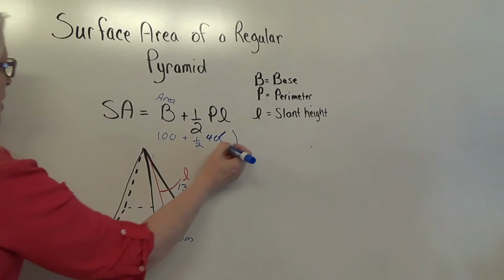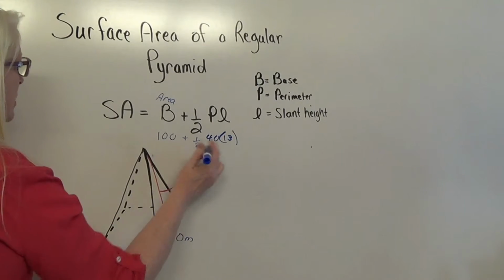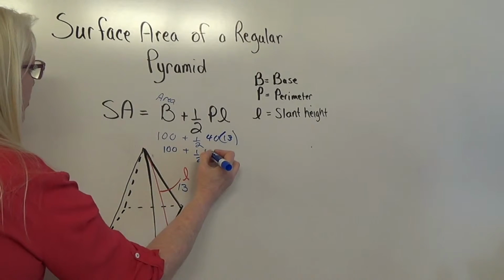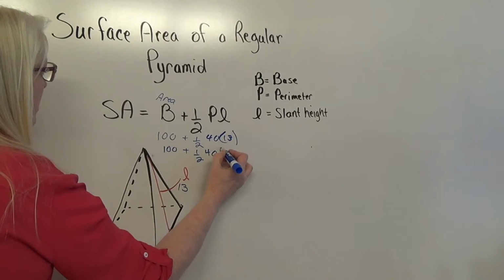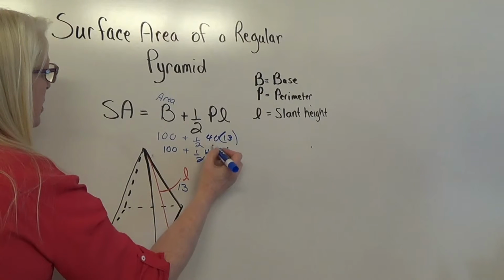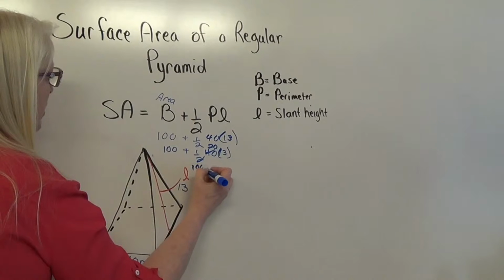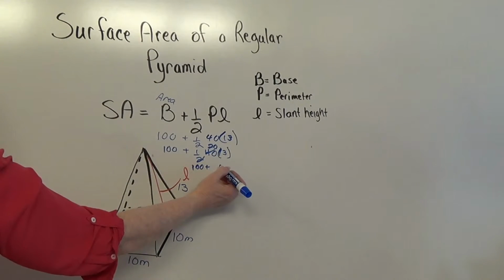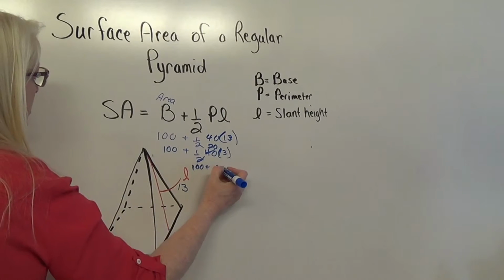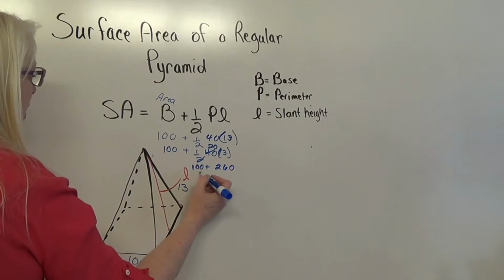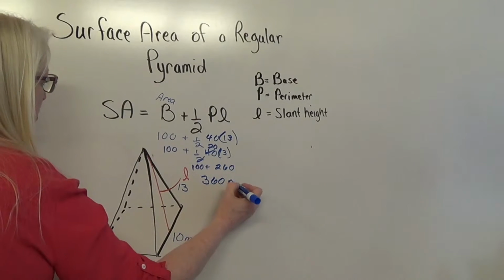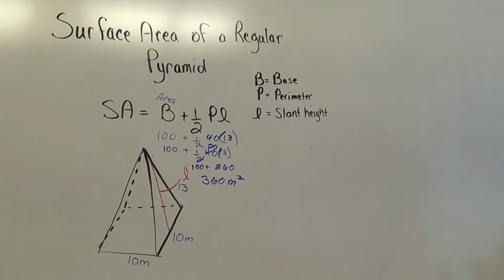So we would take that number and put it into the parentheses, and then we get 100 plus 1/2 of 40 times 13. And I'm going to make that a 20, so we get 100 plus 20 times 13, and 20 times 13 is 260, and so 100 plus 260 is 360, and then it would be meters squared because we're finding the area of those 5 pieces.